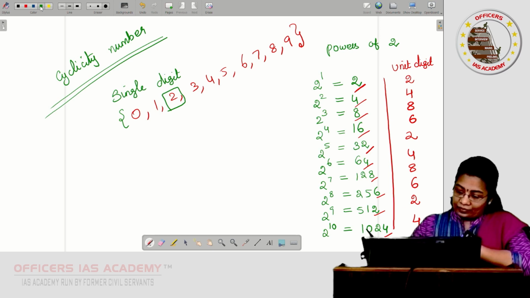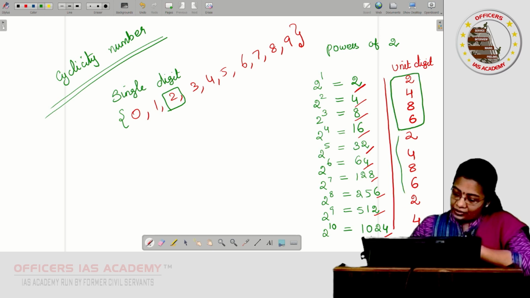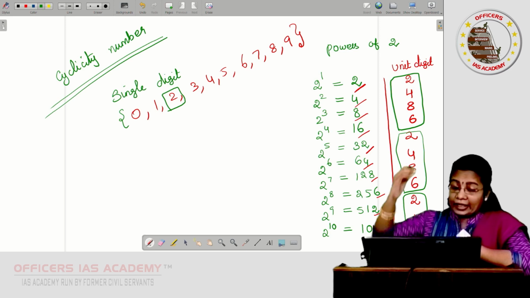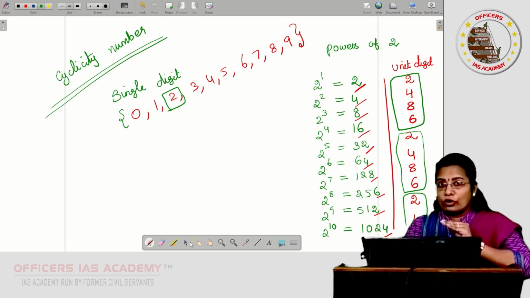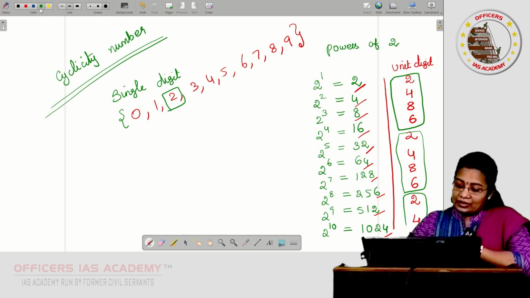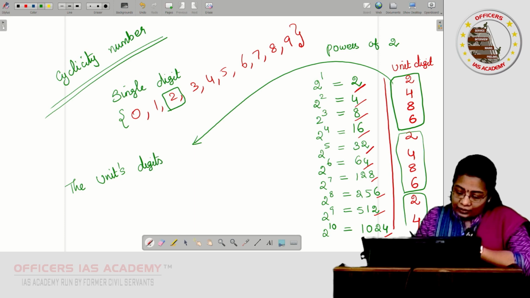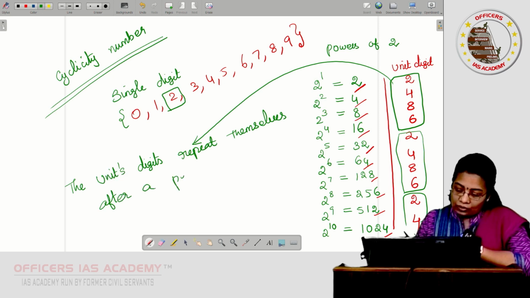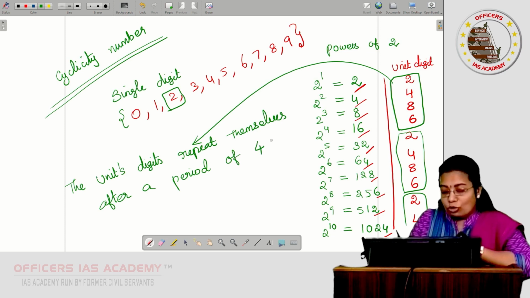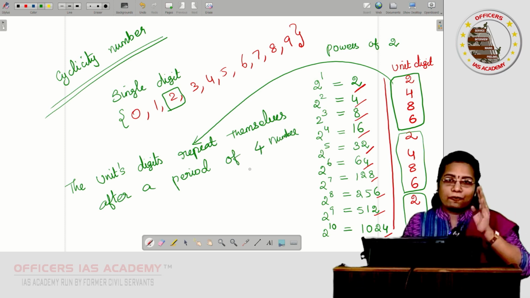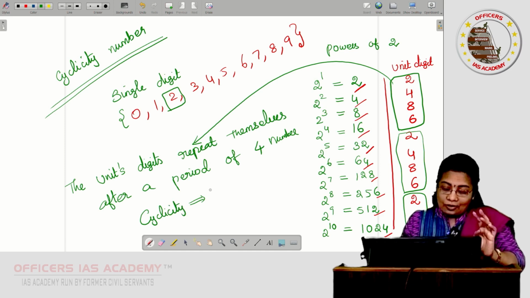So what does it mean? These are all the results of the powers of 2 up to 10. Now, just look at their unit digits. 2 is the unit digit, here 4, here 8, here 6, here 2, here 4. What can you see here? 2, 4, 8, 6, 2, 4, 8, 6, again 2, 4. It is repeating in a cycle of 4 numbers. So the understanding is the unit digits repeat themselves after a period of 4 numbers. So the cyclicity of number 2 is 4.